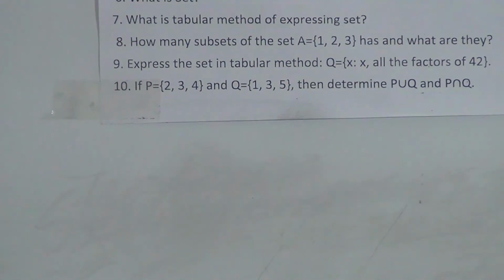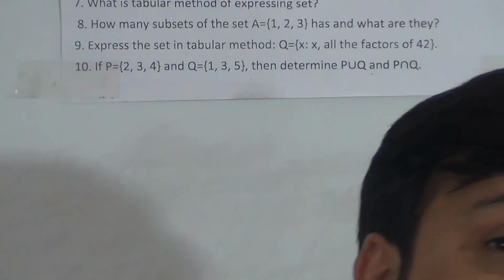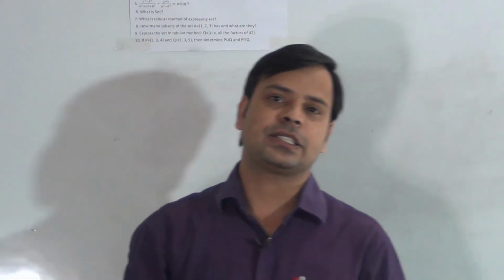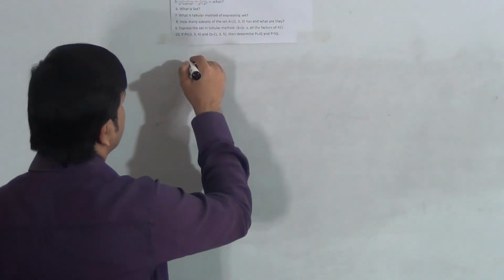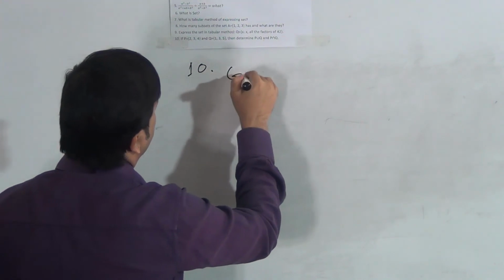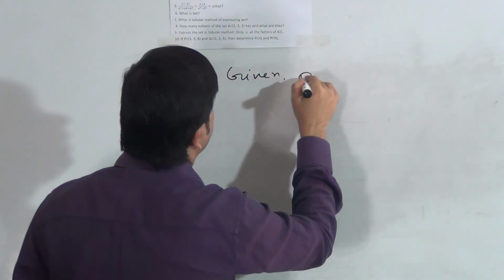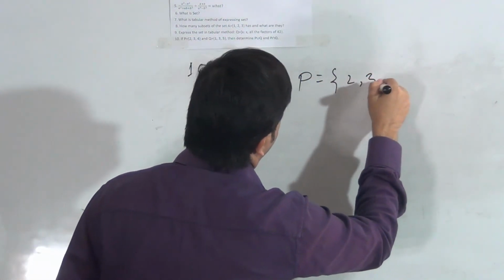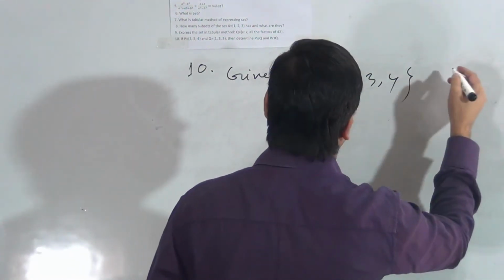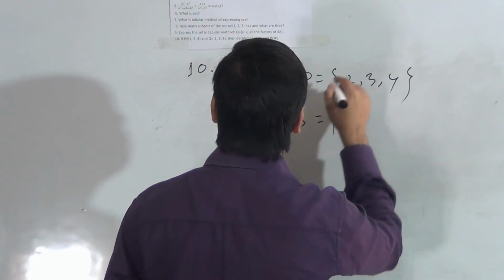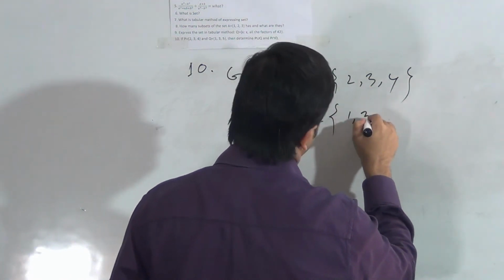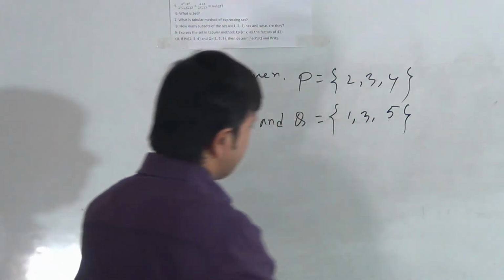These are two set operations. Dear students, in your book you know two set operations: union and intersection. When I solve the problem, I will tell you what the operations are. Question 10. Given P equal to 2, 3, 4 and Q equal to 1, 3, 5. Now the set operations.